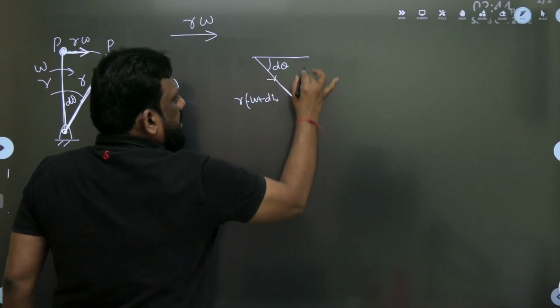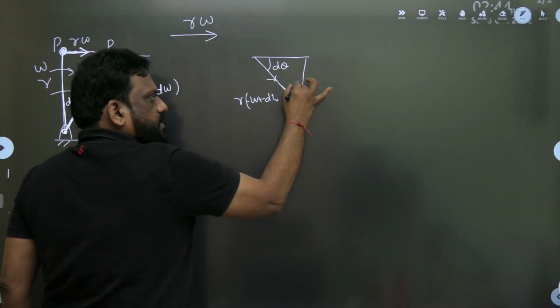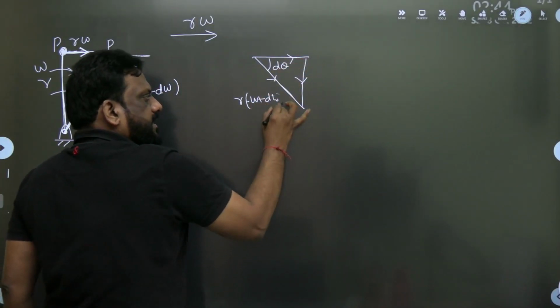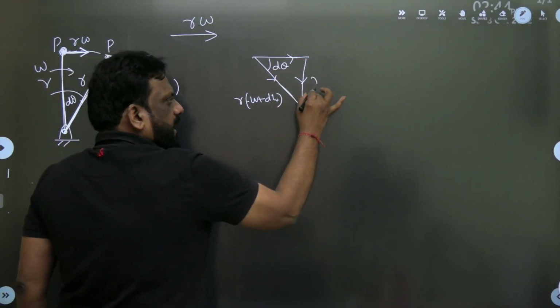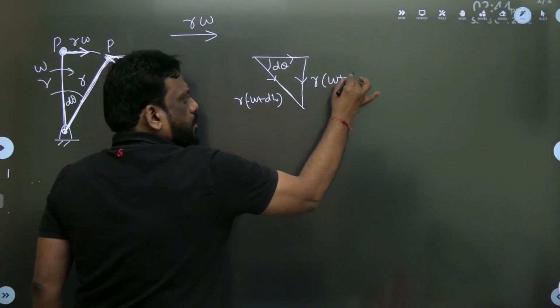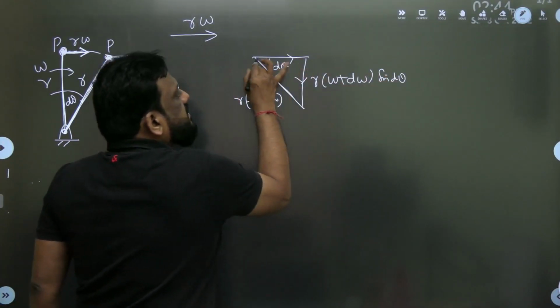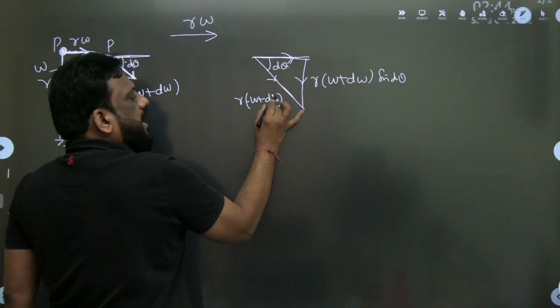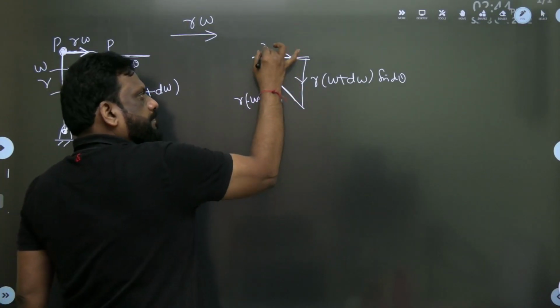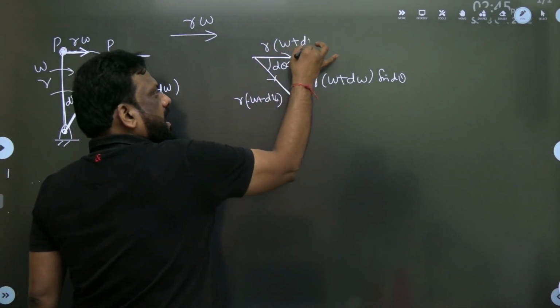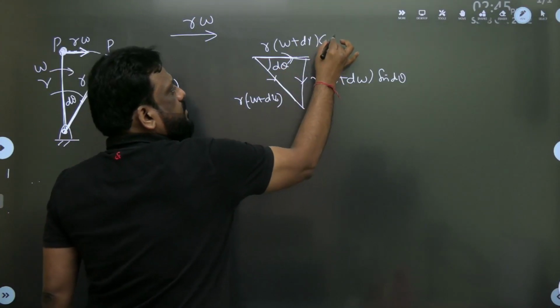Excellent. Now let me resolve this into two components, one like this and one like this. This is r into omega plus d omega, and the opposite component is sine d theta. This is r, and I'm resolving this into two components: r into omega plus d omega, the opposite is sine d theta, and this is cos d theta.